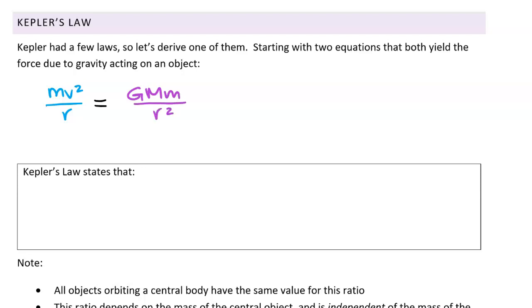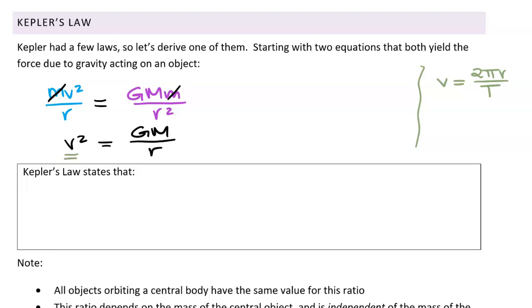We eventually found if we divided both sides by little m and multiplied both sides by r, that v squared was equal to GM on r. Now, we also previously found, and I'm just going to put this on the side here, that for something travelling in a circle, the magnitude of the velocity was given by 2 pi r over T.